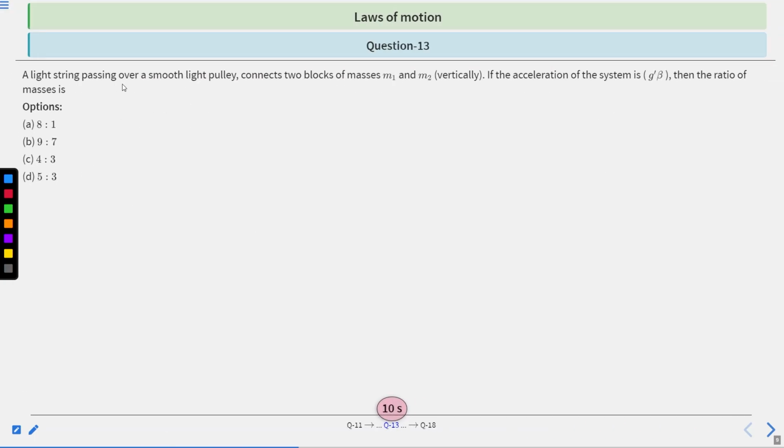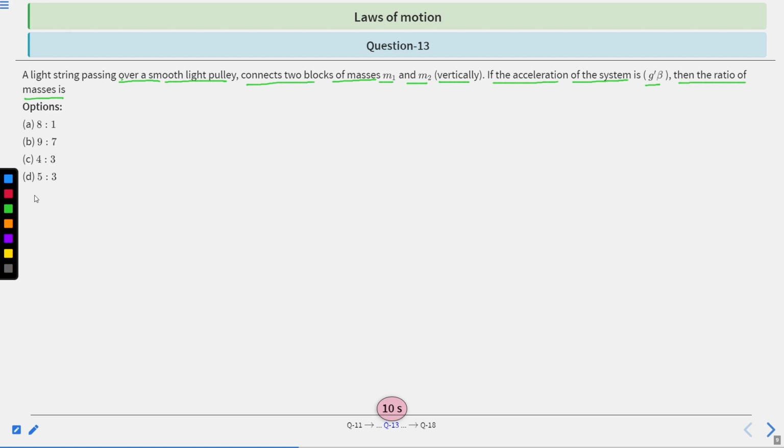A light string passing over a smooth light pulley connects two blocks of masses m1 and m2 vertically. If the acceleration of the system is g by 8, then what is the ratio of masses? A option is 8:1, B option is 9:7, C ratio is 4:3, and D is 5:3.